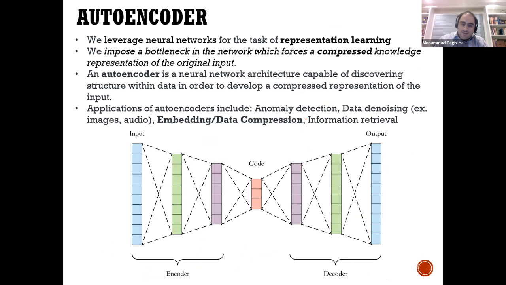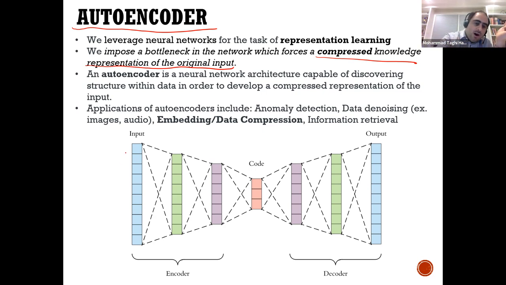Now, one thing which is very important here is called an autoencoder. What is an autoencoder? As I mentioned, these deep nets have lots of applications. One of the applications that they have is essentially compression, or when you want to get a compressed representation of the original input. So you can use neural nets for the task of representation learning. What's the meaning of that?